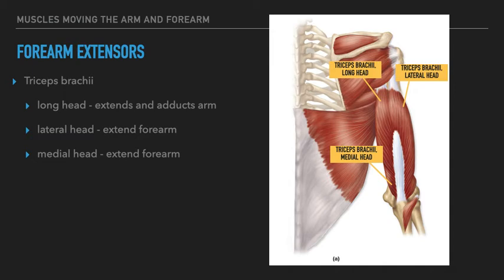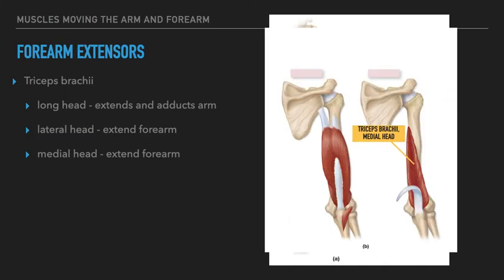Now you can't really see the medial head very well, so I'm going to use this other image here where the other muscles have been stripped away. So on the left side of this image you can see the long head and the lateral head. And then if you remove that tissue, you can see the medial head on the right hand side. Each of these have a different origin.